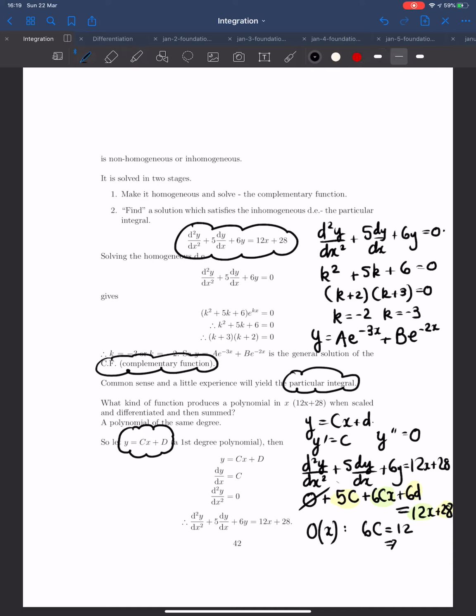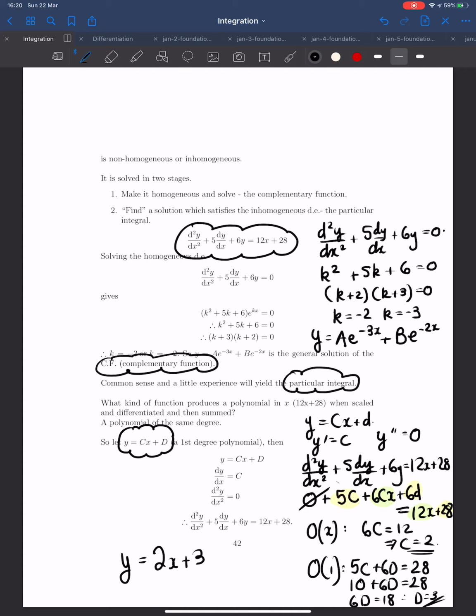So this means that c is 2. And then the constants, the ones without the x's: 5c plus 6d equals 28. We've just worked out that c is 2, so 10 plus 6d is 28. So 6d is 18, so d is 3. Okay, so we end up here, y is 2x plus 3.